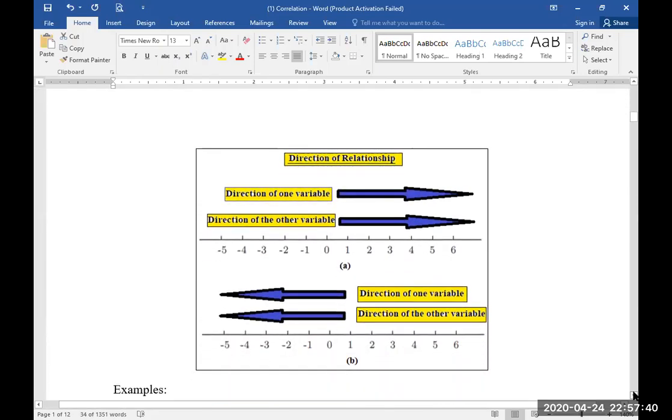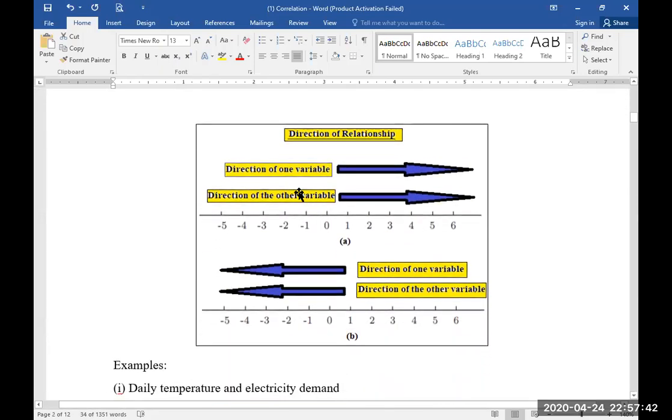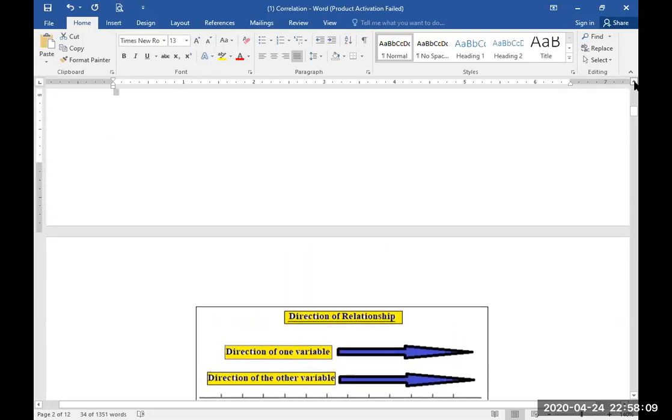The following example shows that if one variable increases, the other variable also increases. Both arrows show the same direction. And in figure B, the direction of the relationship also remains the same between the two variables. So the point was explained before.